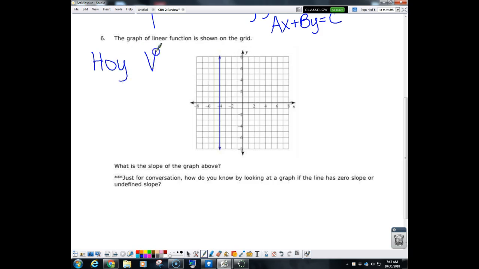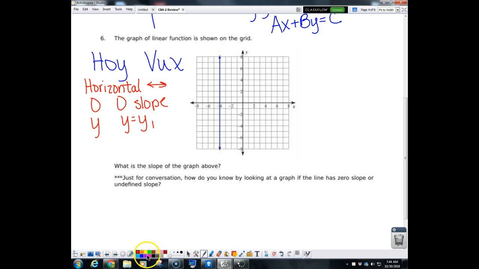HOY VUB, right? And so remember, H stands for horizontal, right? And that's the one that goes side to side. O stands for zero slope. And then Y stands for y equals y1. For VUB, V stands for vertical, right? And that's the one that goes up and down. U stands for undefined slope.